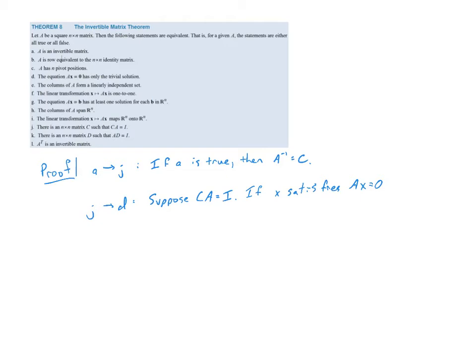Okay, so if x satisfies Ax equals 0, then C times A times x on the left-hand side equals C times 0 on the right-hand side, which is 0, and x is equal to 0. So that means that Ax equals 0 has only the trivial solution. X has to be the 0 vector. That's the only possible solution to that matrix equation. And that gives us D. That's the end of that step of the proof. Okay, let's keep going here.